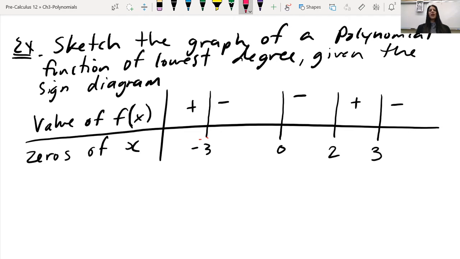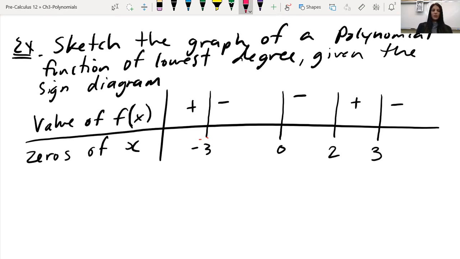So it says, sketch the graph of a polynomial function of lowest degree, just like in the last one, given the sign diagram. That's what this is called. It's a sign diagram that is giving you information, just like in the last couple of examples, but it's presented in a slightly different form. So let's interpret this and make sense of it.